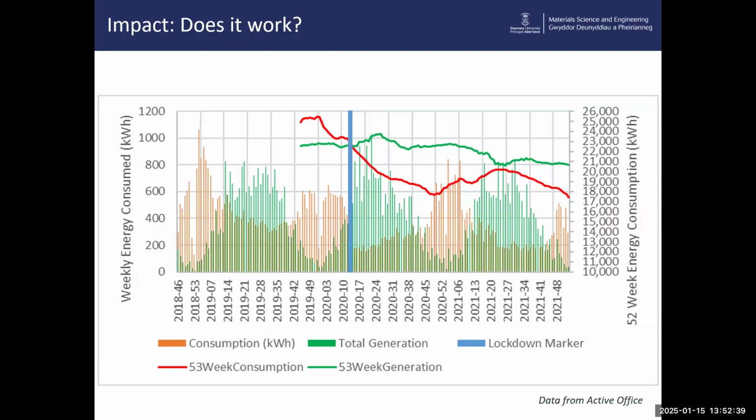This again is showing, so we have the red line here is the consumption data, and the green line is the generation data of the active office. This was from March 2019 to March 2020.